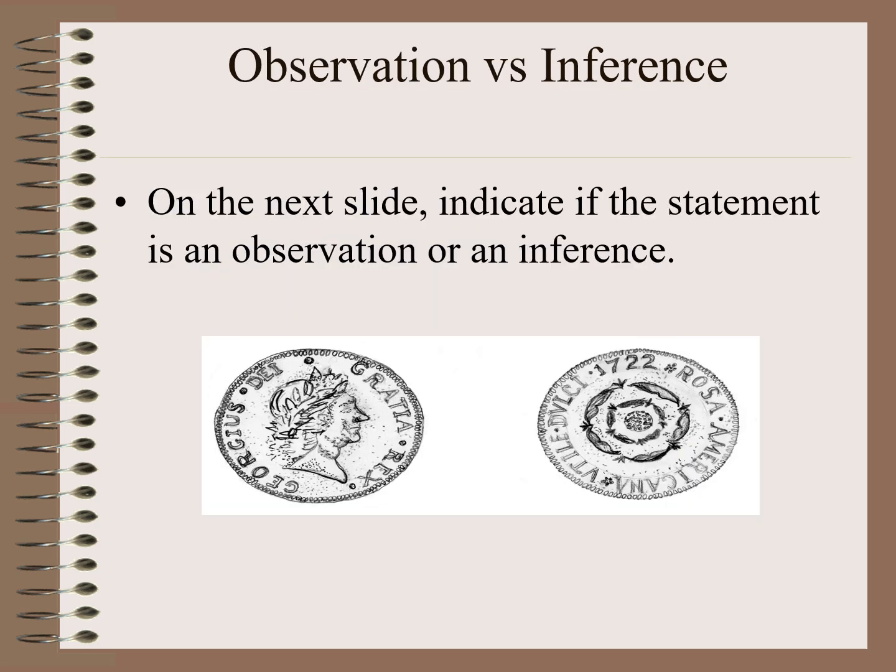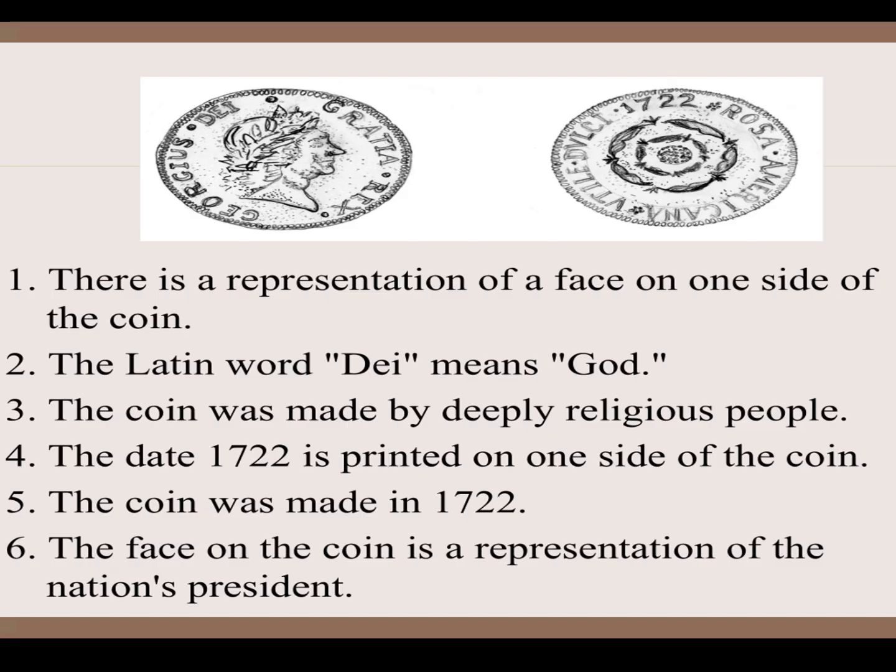Let's see another example of whether a statement is an observation or an inference. Statement 1. There is a representation of a face on one side of the coin. This, of course, is an observation, as we all can agree on what is seen. Statement 2. The Latin word Dei means God. This, of course, is an observation as well, since Latin is a known and documented language. Statement 3. The coin was made by deeply religious people. This would be an inference, since we have no real evidence that this is true.